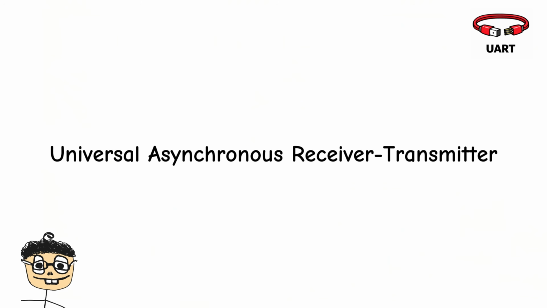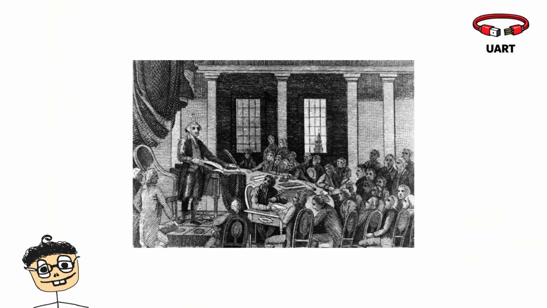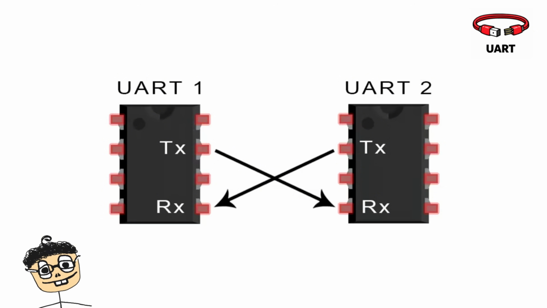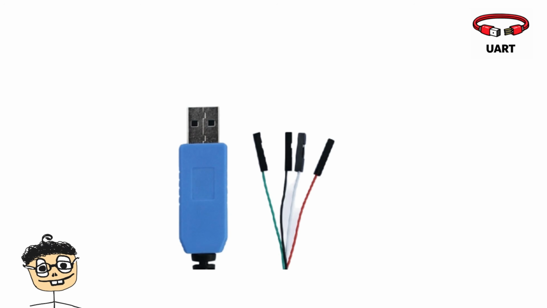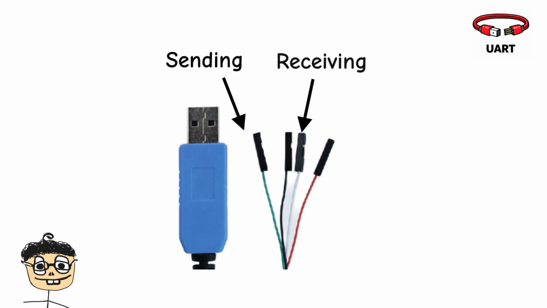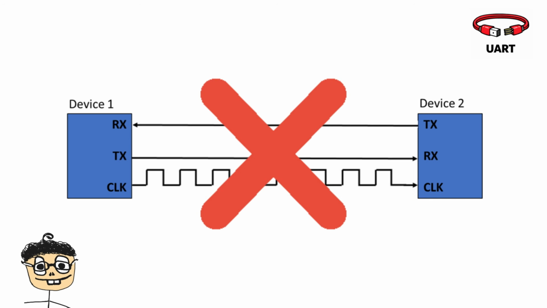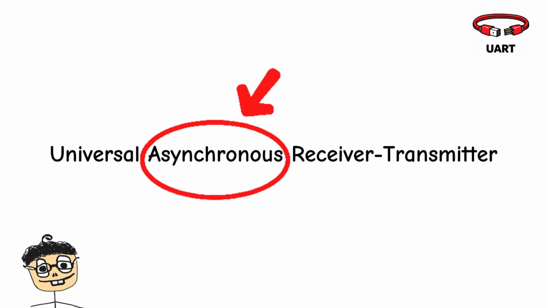UART, which stands for Universal Asynchronous Receiver Transmitter. This is one of the oldest and simplest ways two devices can talk to each other. It uses just two wires, one for sending and one for receiving. No shared clock between the two devices, which is what the word asynchronous means.